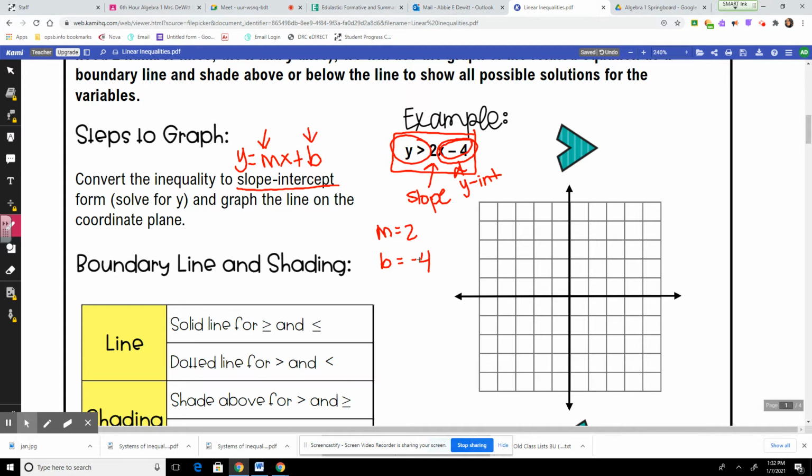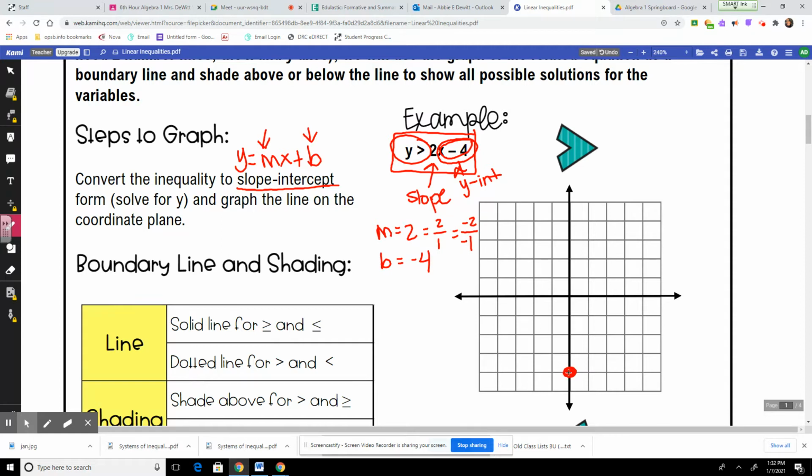Okay, so I've got to graph negative 4 first. You've got to graph your y-intercept first. Y-intercept is negative 4. I'm going to plot a point on the y-axis at negative 4. My slope is positive 2. Written as a fraction, positive 2 is 2 over 1. That means up 2, right 1. It can also mean negative 2 over negative 1, which is down 2, left 1.